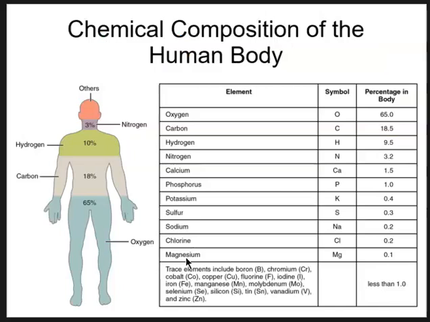Now, the human body is made up of elements as well. The majority of the human body is made up of oxygen, about 65% of the body. Then you have carbon, then hydrogen, then nitrogen. I often refer to this as CHON, although that's not the correct order as far as the percentage goes. But carbon, hydrogen, oxygen, and nitrogen make up the majority of the elements in your body.